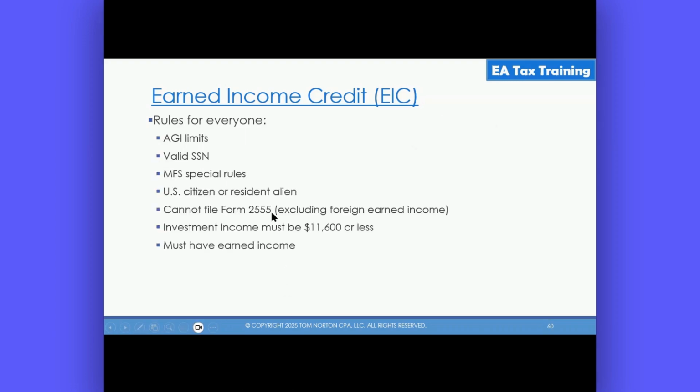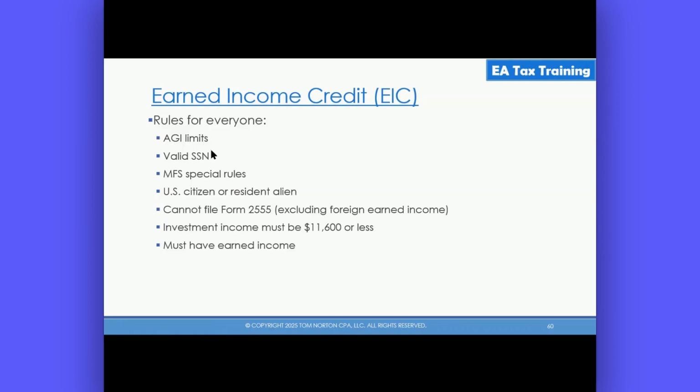So first, we're going to talk about the rules for everyone. There used to be a time when the earned income credit was only available to taxpayers who had children. If you didn't have a child, you could not get the earned income credit. That is different now. It is possible to get the EIC even if you don't have children. So there are rules that we're going to go over.